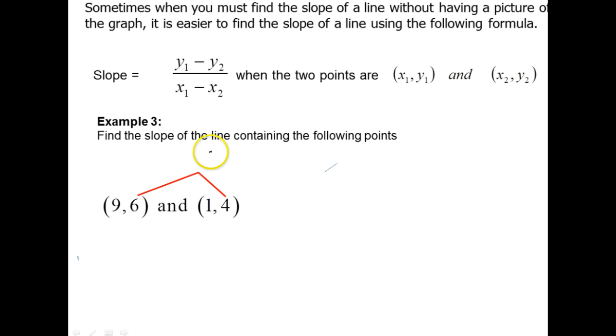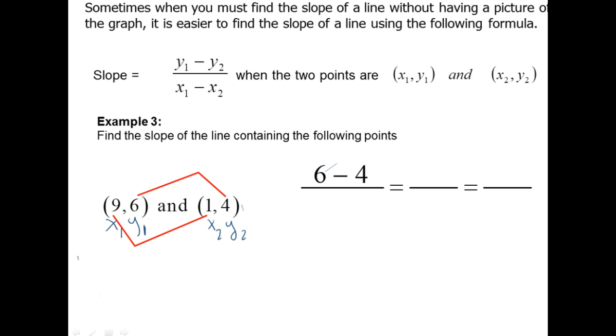Remember, this is x, y, x, y. Here we decide to start with point 1. So we're going to do 6 minus 4, and then 9 minus 1. Both of these have to be point 1 since that's what we started with. Here the slope will be 2 over 8 or 1 over 4. That means we are going to rise 1 and run 4 if we were to graph this.